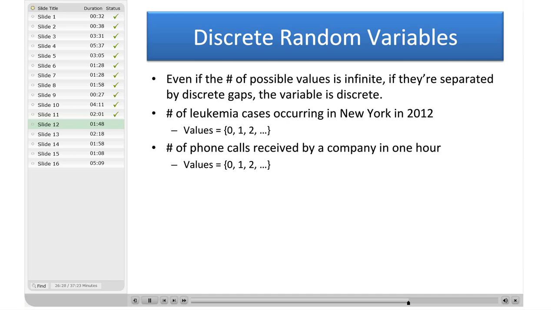Number of phone calls received by a company in 1 hour. Again, there's no clear upper bound on that. It could be 0, 1, 2, 3, and it could be an arbitrarily large number. But the point is, there are definite discrete gaps between those numbers. Decimal numbers are not allowed, and so it still counts as a discrete random variable.